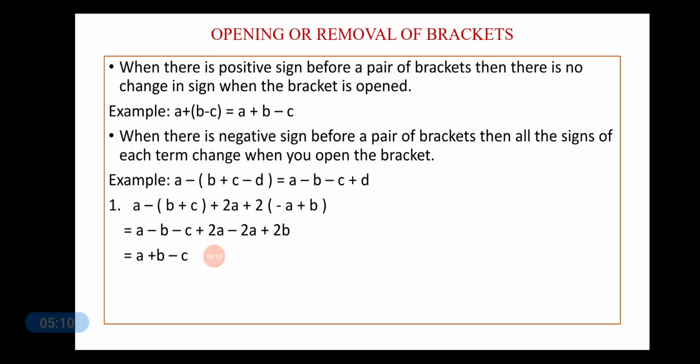This plus 2A will remain the same. Now this plus 2 into minus A will give you minus 2A. And plus 2 into plus B will give you plus 2B. So when you are opening a bracket and you have a number, this number will be multiplied to both the literals which are present inside along with their sign. So ultimately, when you solve this, you will see that plus 2A and minus 2A cancel. Minus B and plus 2B will give you plus B. So ultimately, your answer is A plus B minus C.